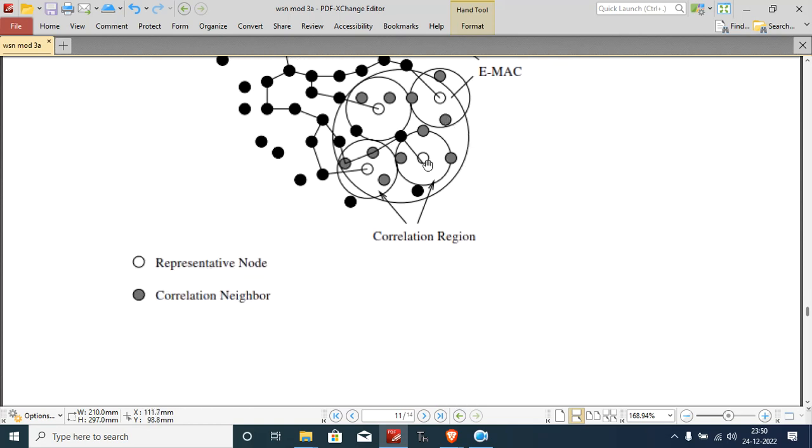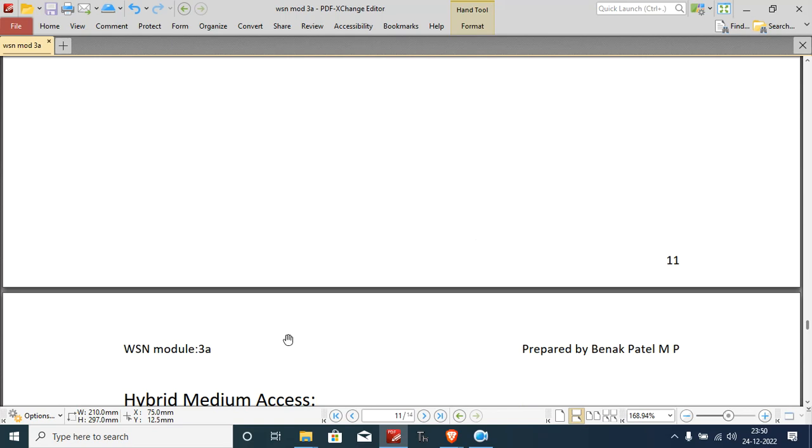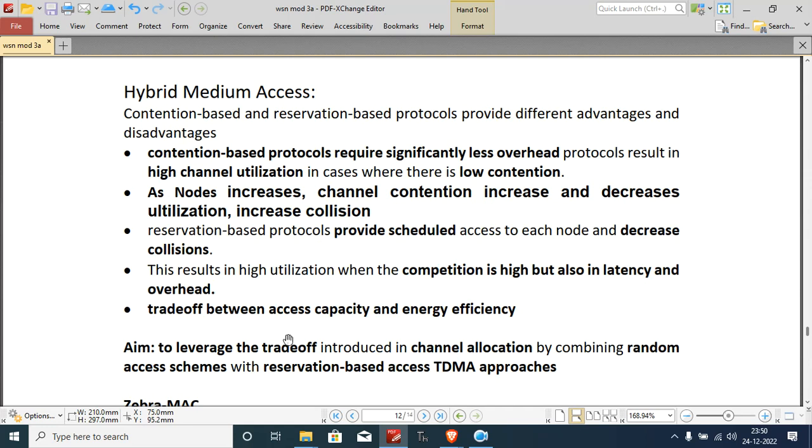So here this thing represents the representative node, and these nodes are correlation neighbors. This is about CCMAC, and next we have hybrid MAC, and we'll be going through that in our next video.